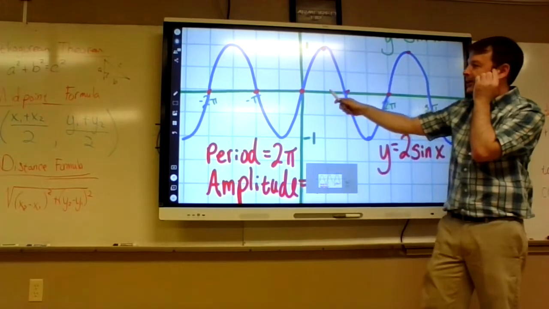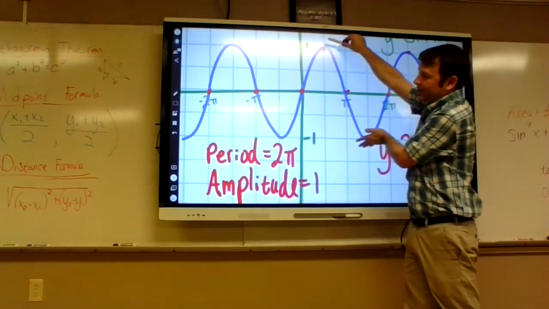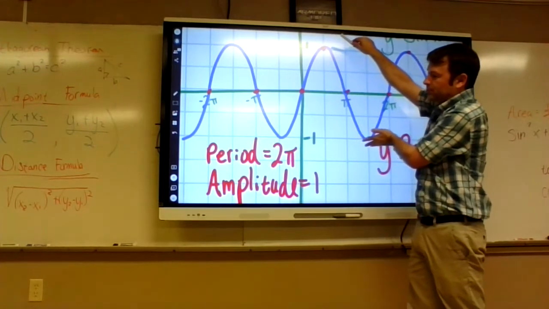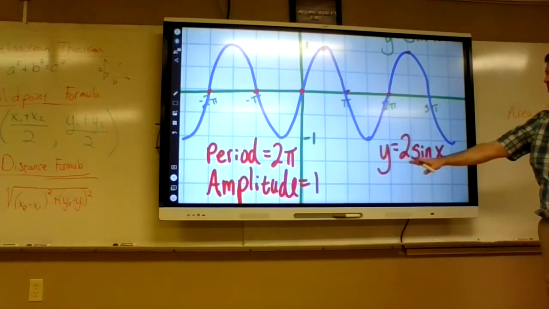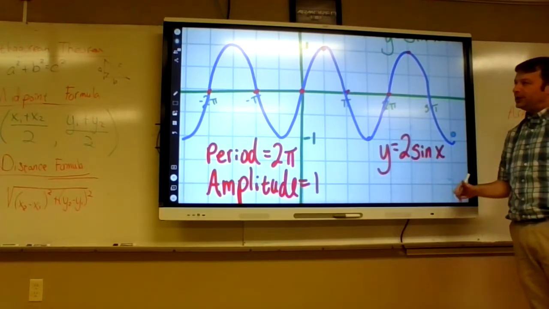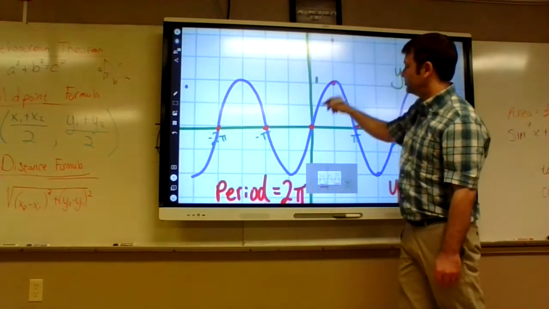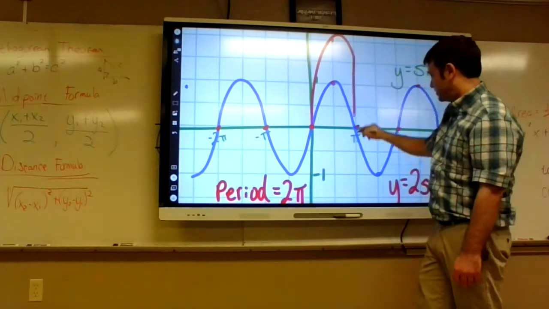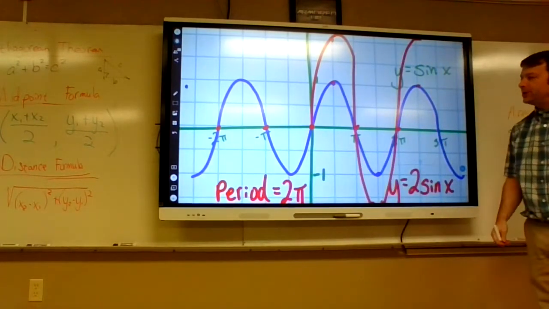So you can find it by counting from the middle to the top, or you could find it by doing the height and dividing it by 2. Okay, what would happen if I double the height of my sine function? Would the period change? No, it would not. It would look kind of like this.